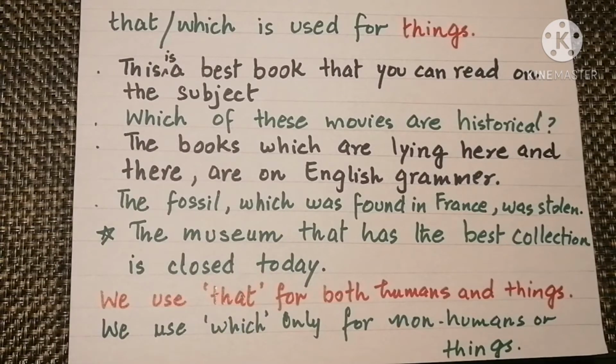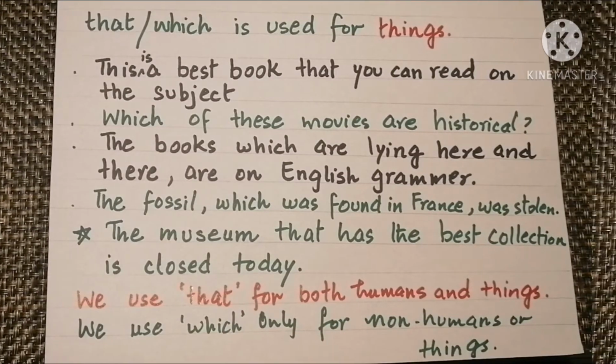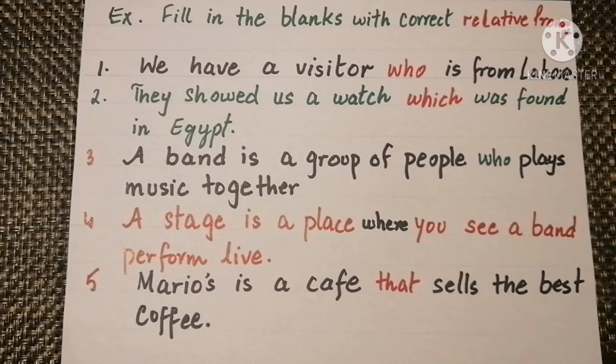Now here the key point is that we use that for both humans and things, and we use which only for things or non-humans. Let's do an exercise. Fill in the blanks with correct relative pronouns. As we know, the relative pronouns are who, which, where, and that, which we have learned in this video. So, let's do this exercise.